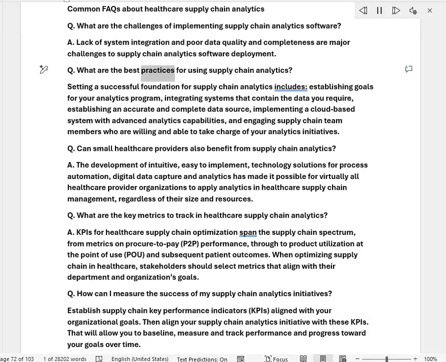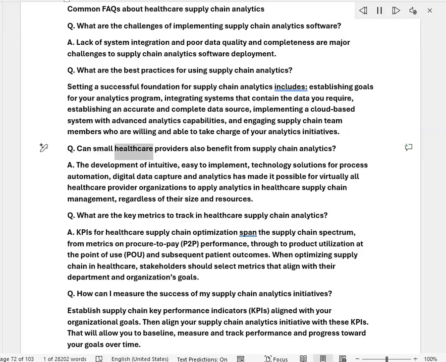Q. What are the best practices for using supply chain analytics? Setting a successful foundation for supply chain analytics includes establishing goals for your analytics program, integrating systems that contain the data you require, establishing an accurate and complete data source, implementing a cloud-based system with advanced analytics capabilities, and engaging supply chain team members who are willing and able to take charge of your analytics initiatives.